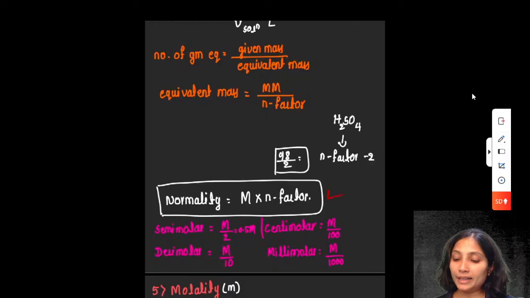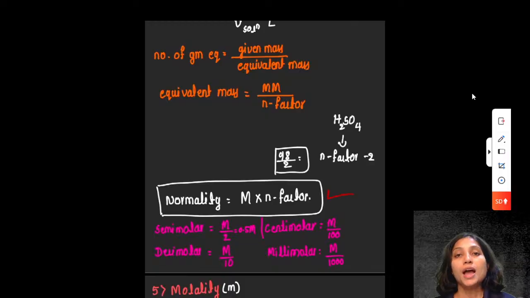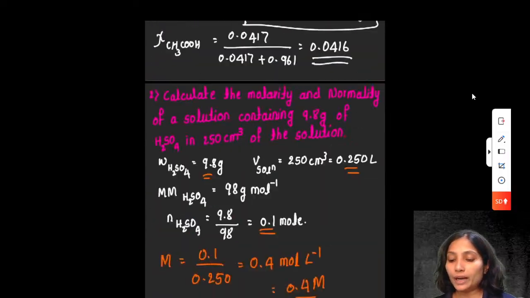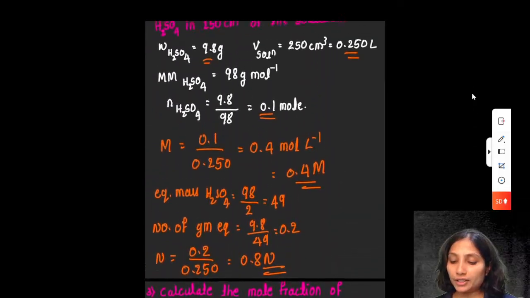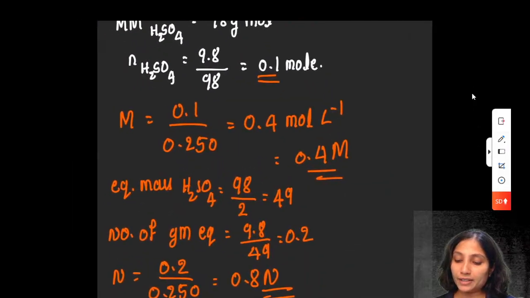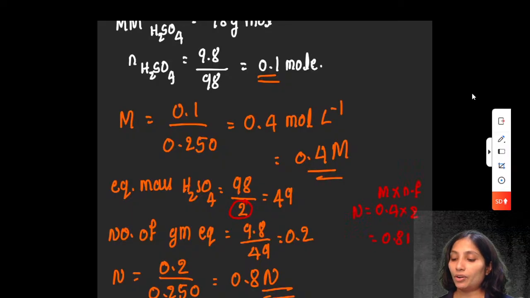See, normality is equal to molarity into n factor. Once you get the n factor, here n factor is 2. So you can directly do, we know molarity here. Normality is equal to molarity, that is 0.4 into n factor. N factor is 2. That is nothing but 0.8 normal.